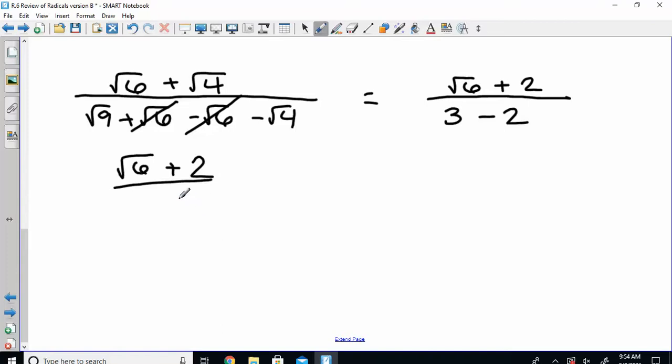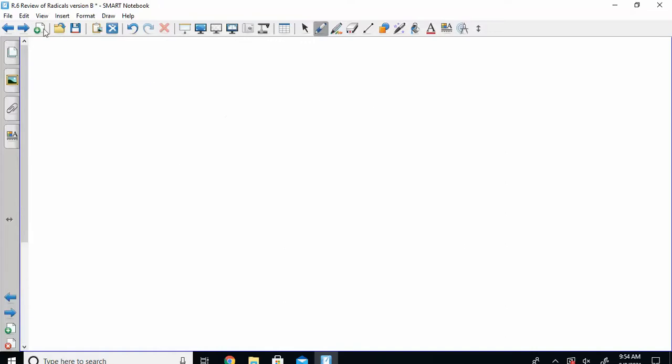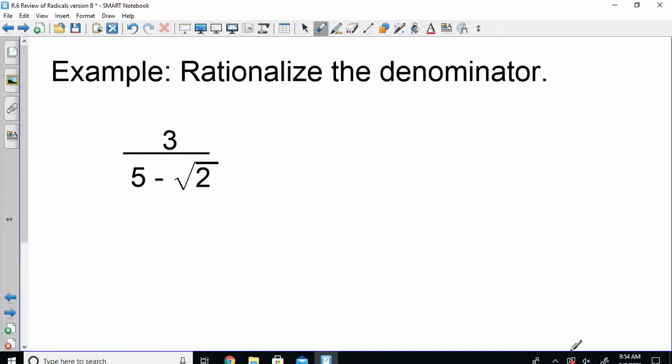So on the bottom, 3 minus 2 is 1, and you could even drop that if you wanted. On the FOIL part, we just have to do like the F and the L, right? Yeah, if you realize that those inside terms are going to cancel, you don't have to show me that work. Can you guys try one of those? I want you guys to do this one for me.